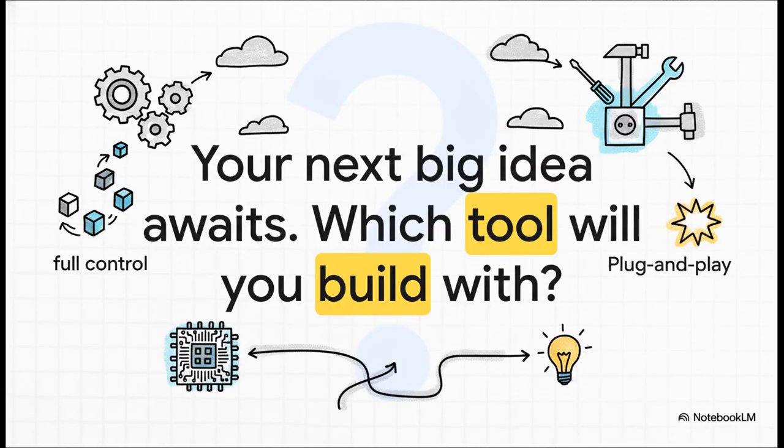And there you have it, the AWS AI Toolkit, hopefully a lot less mysterious now. From total control to total convenience, there really is a path for every kind of builder and every kind of idea. So the only question left is, which tool are you going to build your next big idea with?